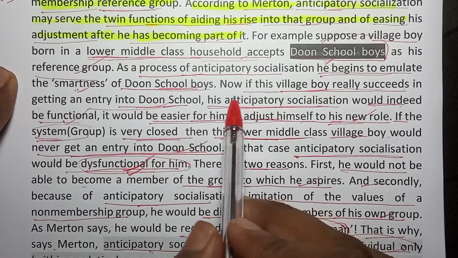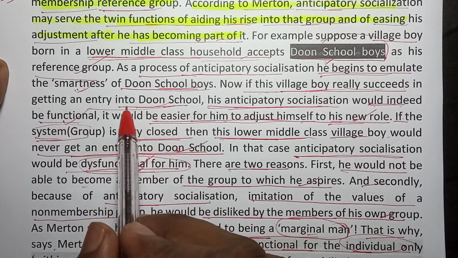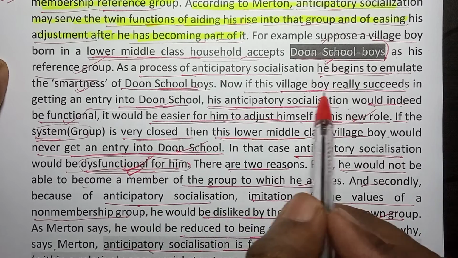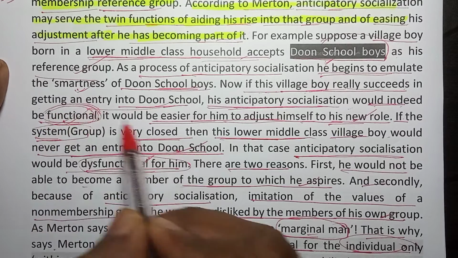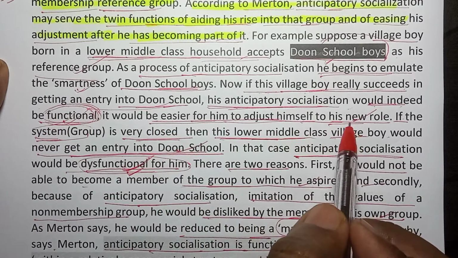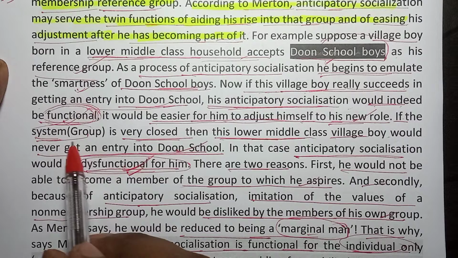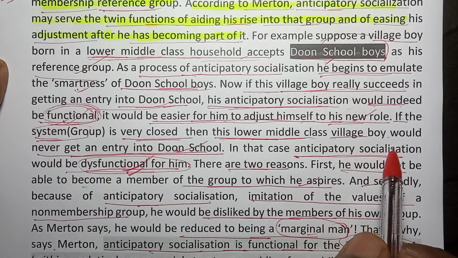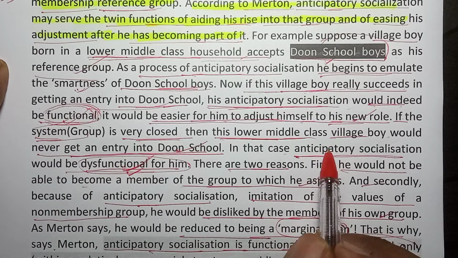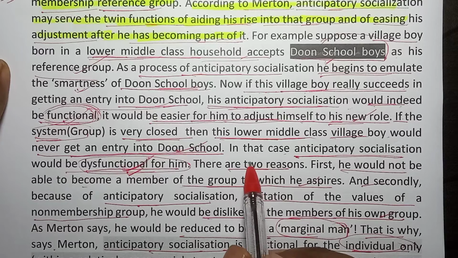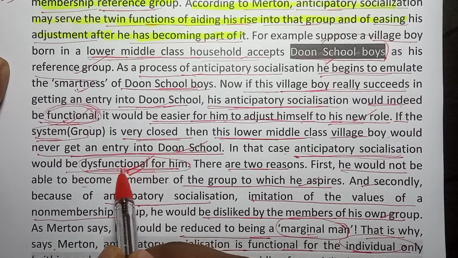So here, if this village boy really succeeds in getting an entry into Doon school, his anticipatory socialization would indeed be functional, and it would be easier for him to adjust himself in his new role. But if that non-membership group is closed, and he is not able to get into that group, in that case anticipatory socialization would be dysfunctional for him.